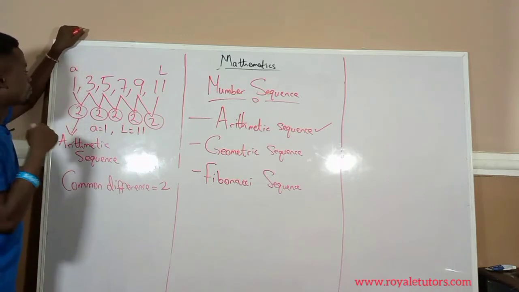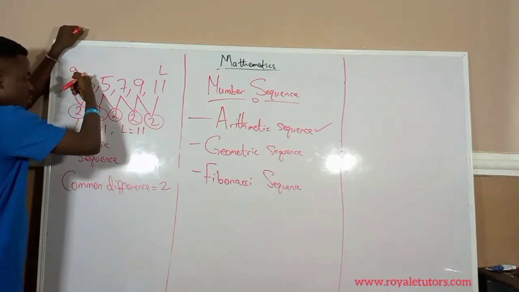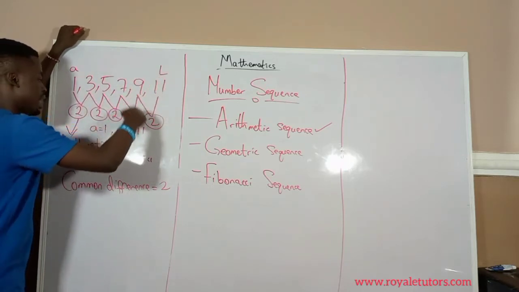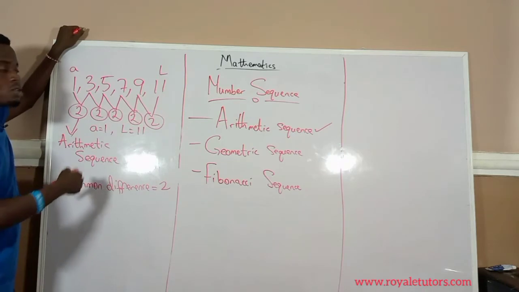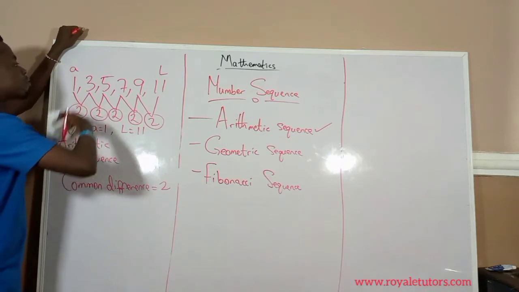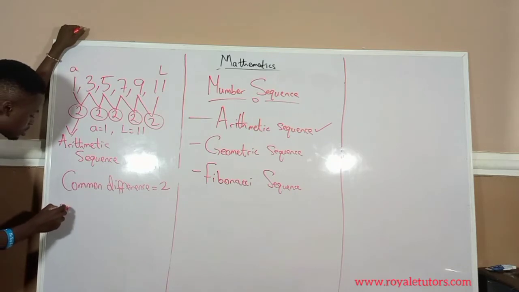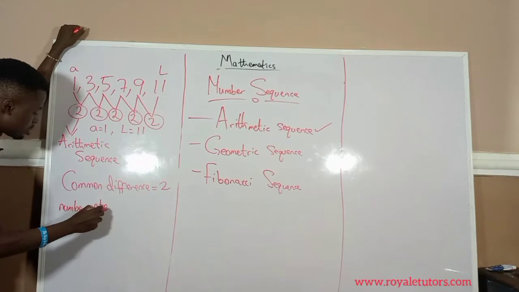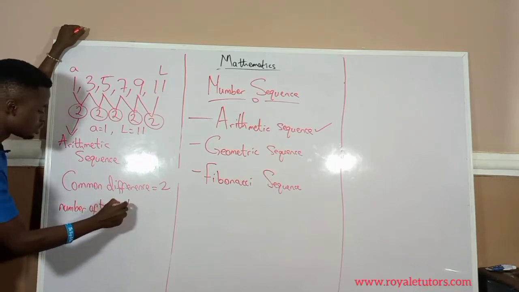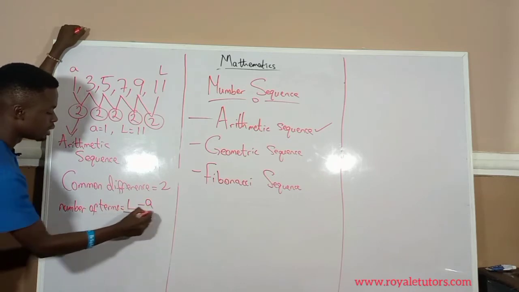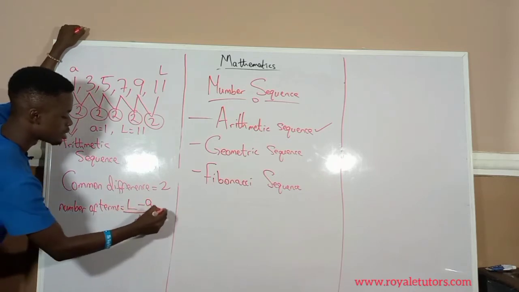I will take that again. The first term is the first number in the sequence, while the last term is the last number in the sequence. So if they ask us to find the number of terms, you can simply use this formula: number of terms is equal to the last term minus the first term, divided by the common difference, plus 1.